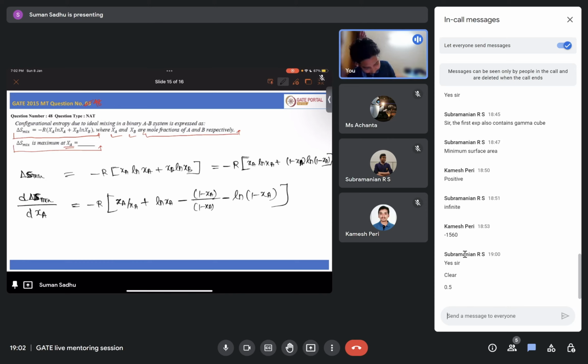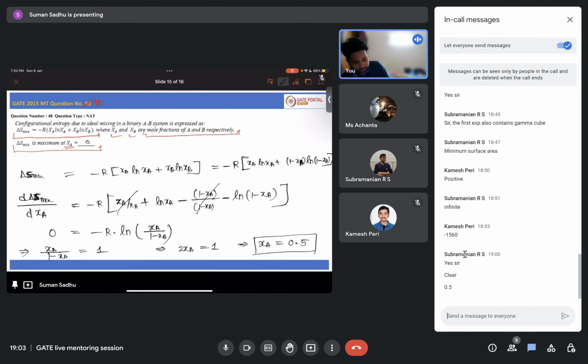So now this thing and this thing will cancel out because this is plus 1 and this is minus 1. So it will be minus R into ln of XA by (1 minus XA), and this is 0 at maximum, right? So this being 0 means XA by (1 minus XA) is equal to 1. That means 2XA is equal to 1, or you can write XA is equal to 0.5. So at 0.5 it will be maximum.